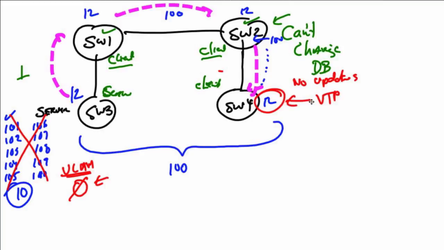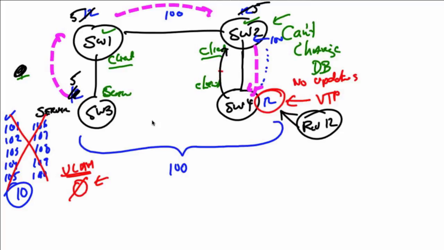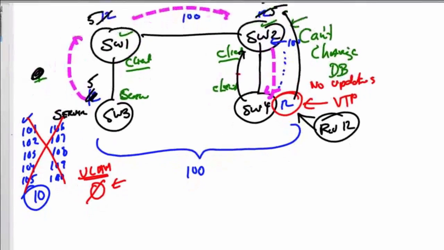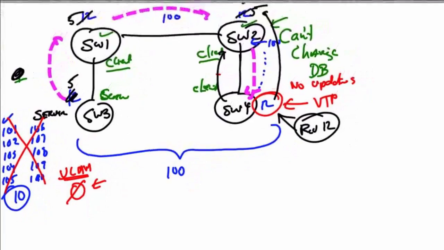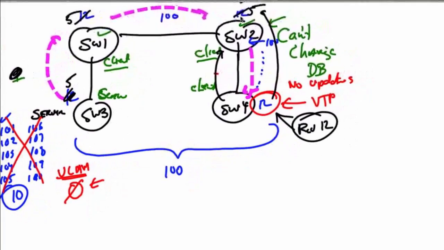Now, the moment we bring this link back up, this device says, hey, I have a revision number of 12. These devices, let's say, just for argument's sake, have a revision number of 5. Well, what's going to happen is that an update is going to go out, and the system is going to look at it and say, oh, it's 12, I have a 5, therefore my database on this device must be out of date.